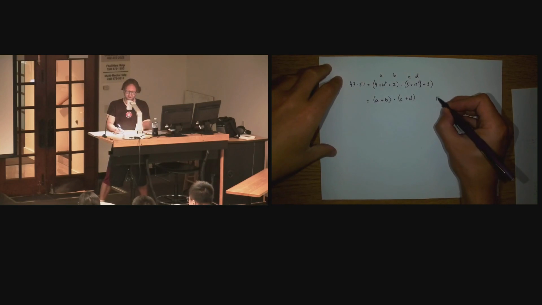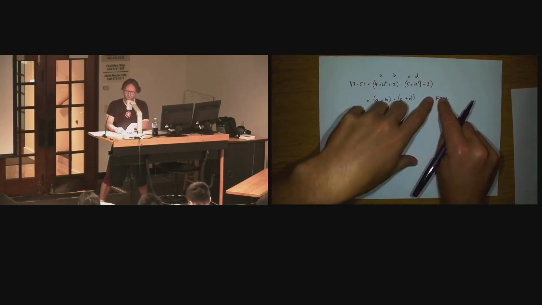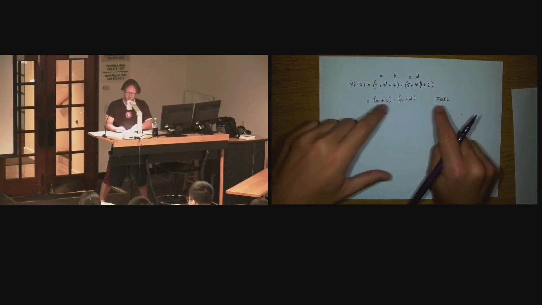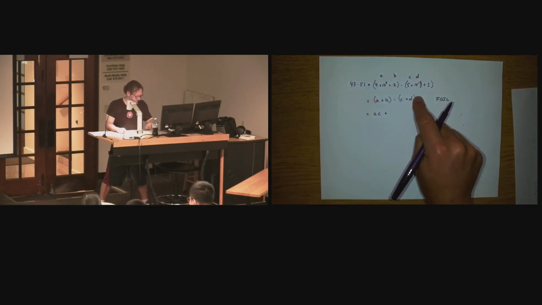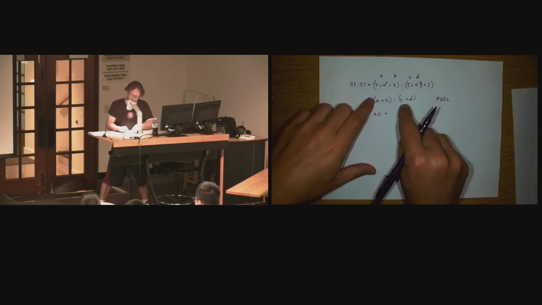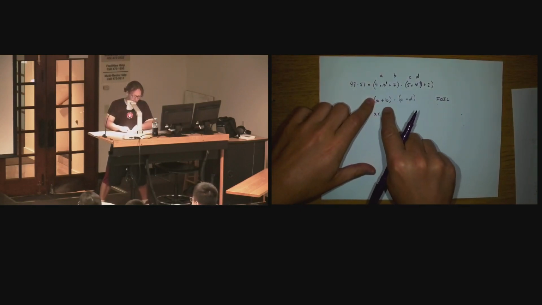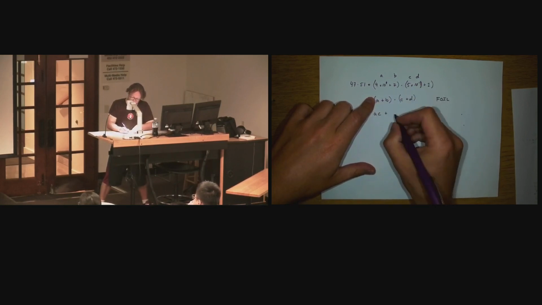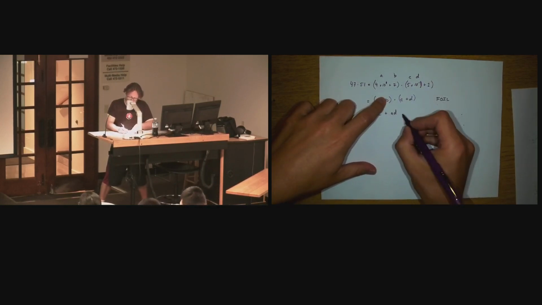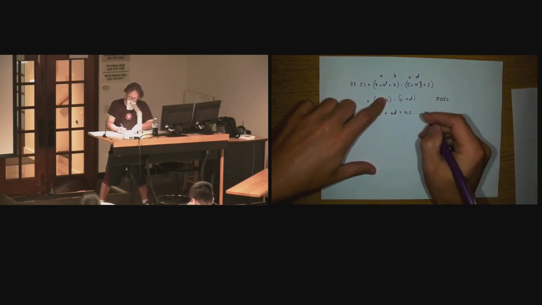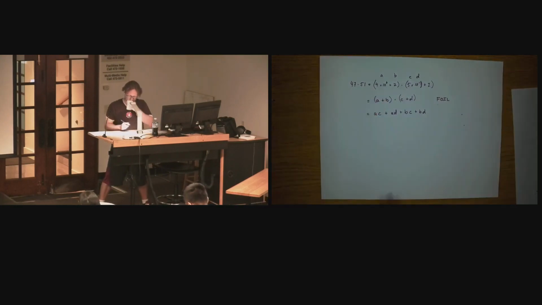What is it? FOIL. First, A times C, plus outer, which I don't want to screw up. A times D. No, I want AC first, then AD. Inner, BC, right? The two inner. Then last, plus BD. Okay.